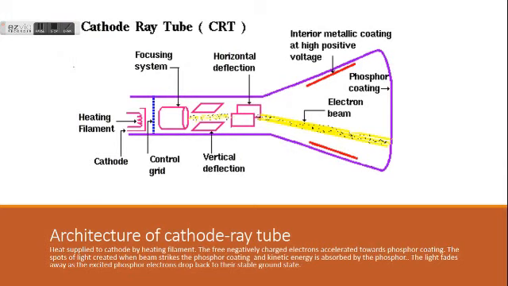So let's study the architecture of the cathode ray tube. The heat is supplied to the cathode by a heating filament. The free negatively charged electrons are accelerated towards the phosphor coating on the screen. The spots of light are created when the beam strikes the phosphor coating and the kinetic energy is absorbed by the phosphor. The light fades away as the excited phosphor electron drops back to the stable ground state. So this is how the cathode ray tube works.